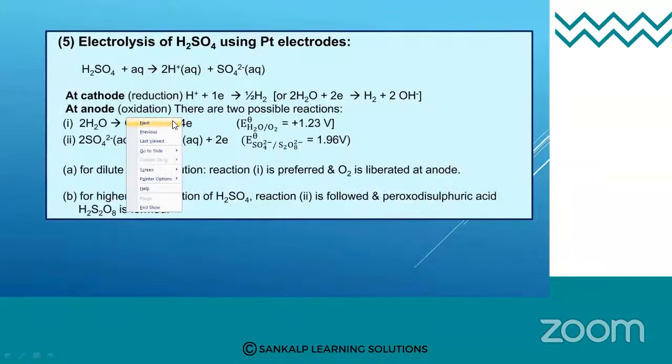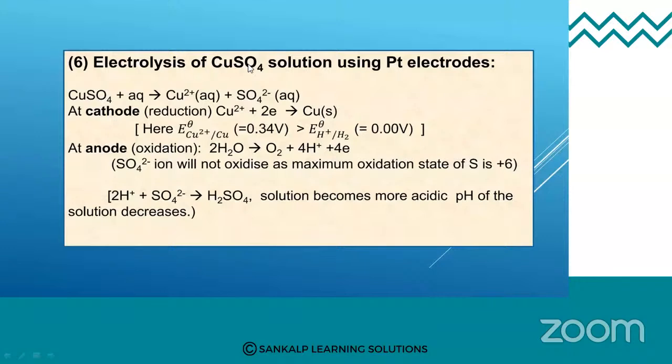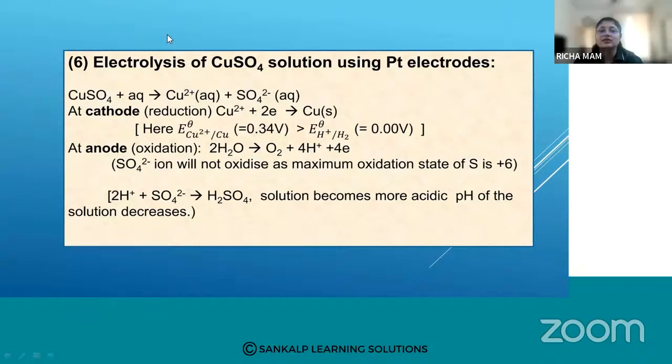Next is electrolysis of copper sulfate solution using platinum electrodes. Copper sulfate solution will split into copper plus 2 and SO4 minus. See the cathode reaction and anode. You just have to know that at cathode reduction takes place in an electrolytic cell and at anode oxidation takes place. So just see the reduction potential values and then write the overall reaction.